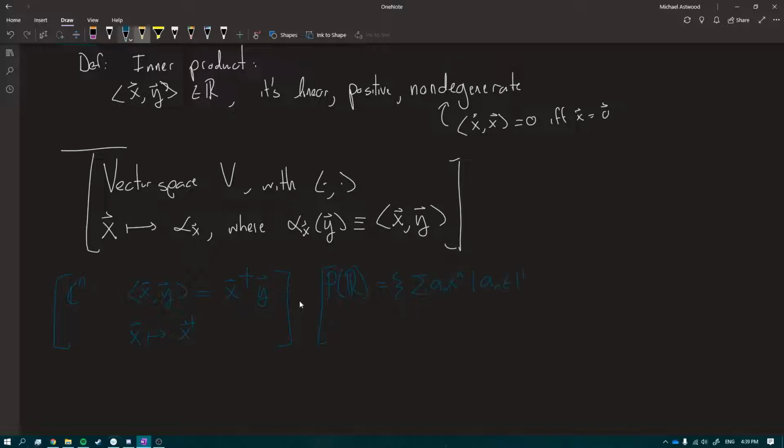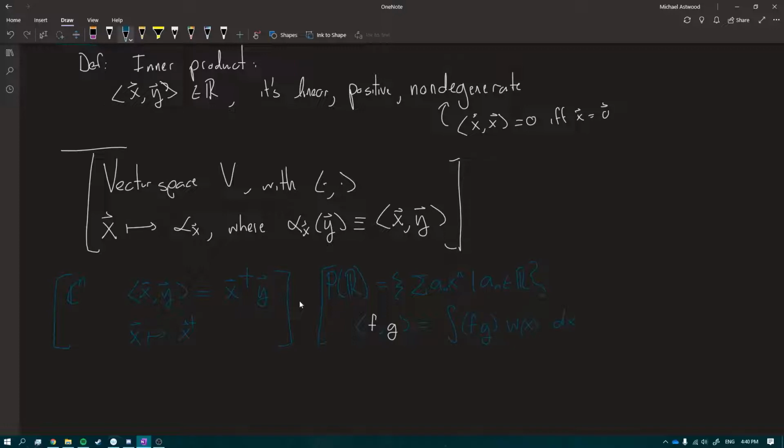With real coefficients. Then there's an inner product on P of R, which is given by the integral of, actually I shouldn't use x here. I'll use f and g. So the inner product of f and g is the integral of fg times some extra weight function dx.